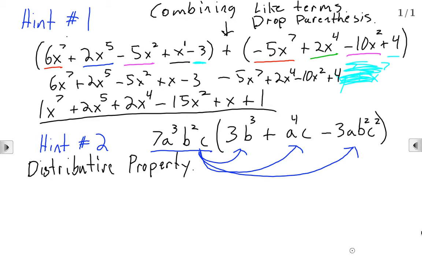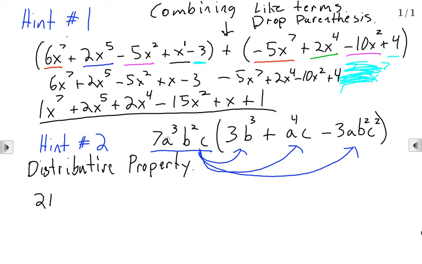Okay, let's start multiplying. The first thing we need to do is multiply this term by this term. Now, when you're multiplying terms that have different parts to them, different variables and different values, what you also need to do is multiply the common bases. So here's a regular number 7, here's a regular number 3. 7 times 3 is 21.